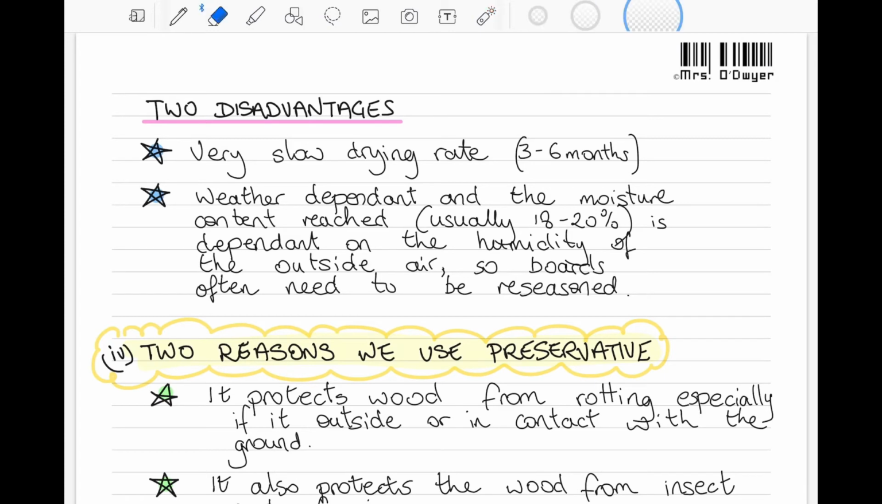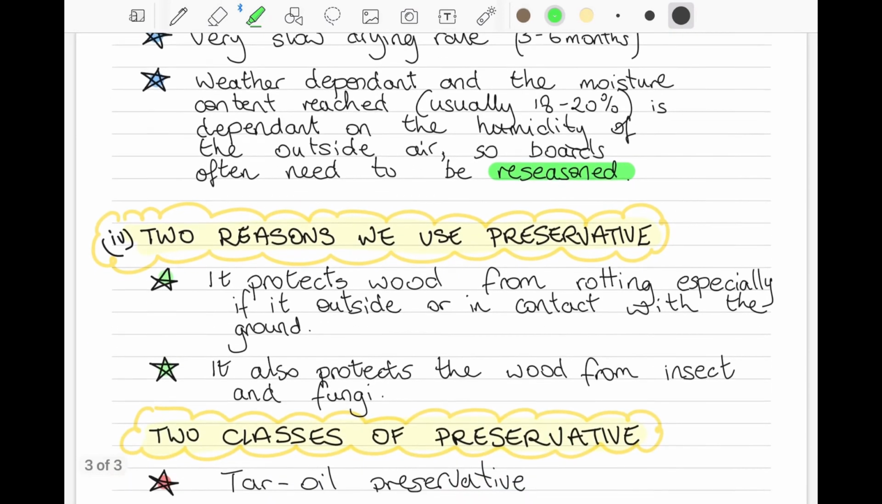Now, there is a keyword in there, and that is reseasoned. So a lot of the time, if you're going to build something out of air seasoned wood, you need to bring it into the place or the location that you're going to use that timber, and you need to reseason it. In other words, let it come to the same level, I suppose, as the room itself. So let it season to the same moisture content as the room itself.